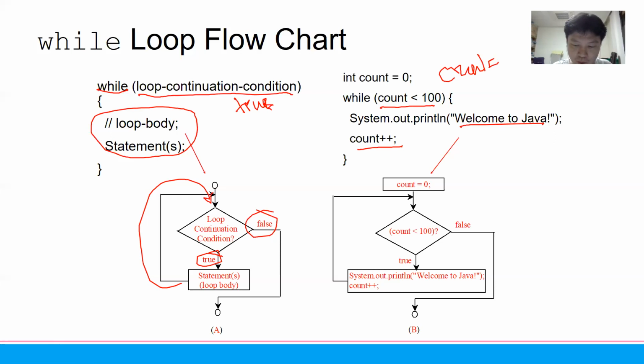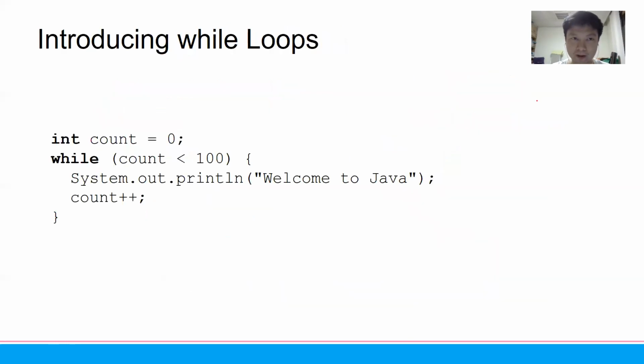Then count becomes 1. If count becomes 1, then we will check: is 1 less than 100? Yes. Then we will print Welcome to Java again, and count will be added by 1. Now the count becomes 2. Is 2 less than 100? Yes. Then we will print Welcome to Java again, and count will be added by 1, so it will be 3, and so on and so on until we get 100. So we will have 100 lines. So this is the while loop.